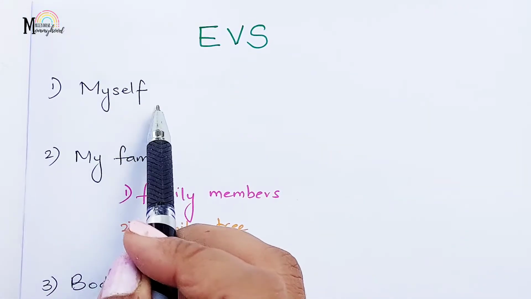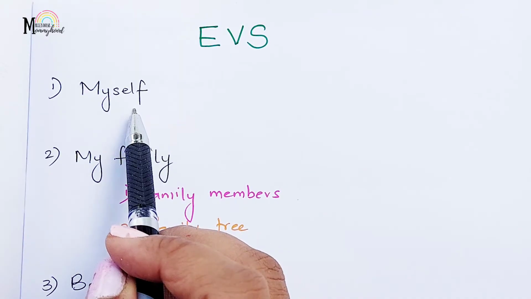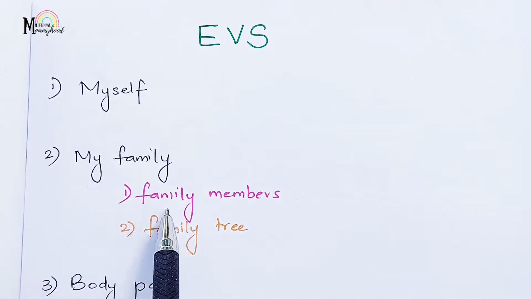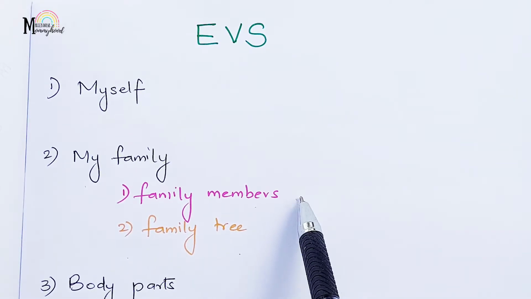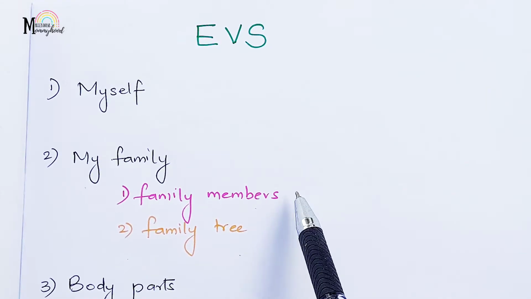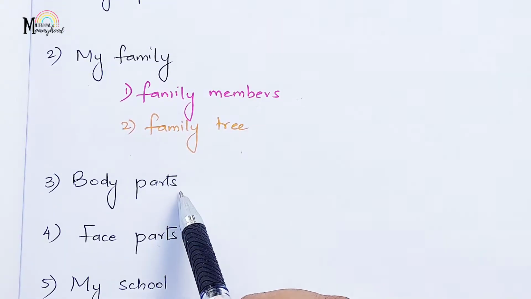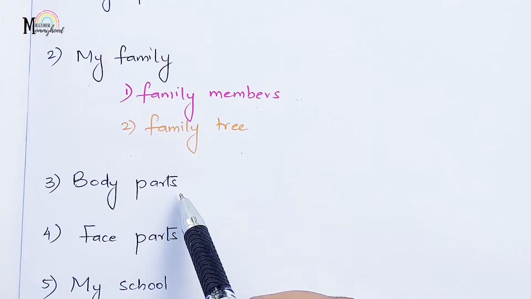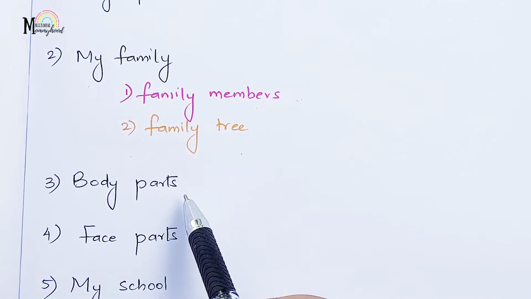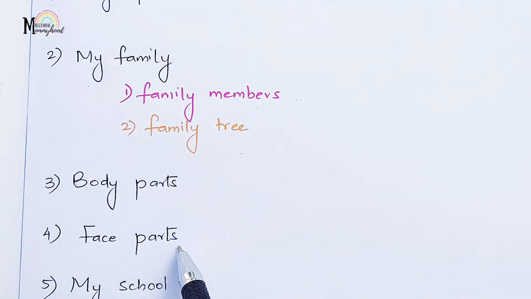Next subject is EVS, in which you start by learning about myself, your name, your age and so on. Your family members, your family tree, where in family members you talk about father, mother, sister, brother, grandparents and so on, and you draw the same thing on a family tree. Next is body parts. You learn about different parts of your body. Face parts, where you learn especially about your face.